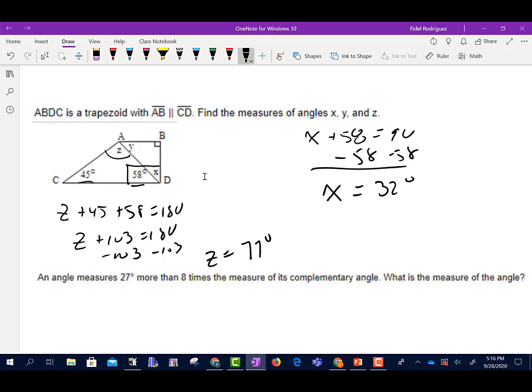And then angle y, so this is already 90 degrees, then angle y will have the same measure of this one here, because those will be alternate interior angles. So that would be 58 degrees as well. Okay.